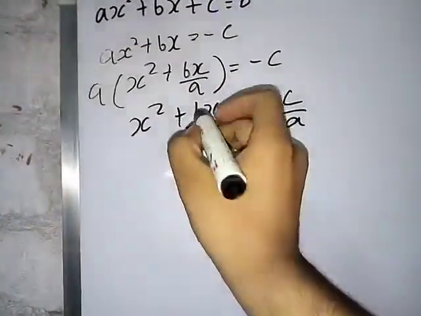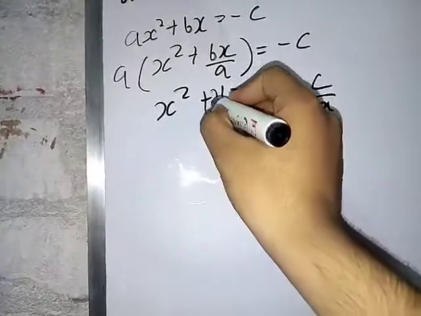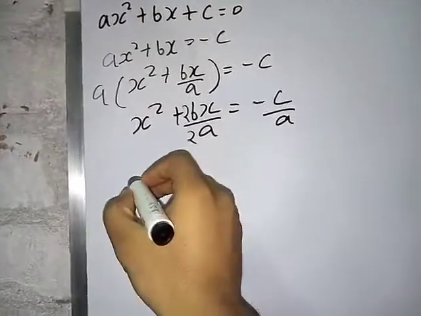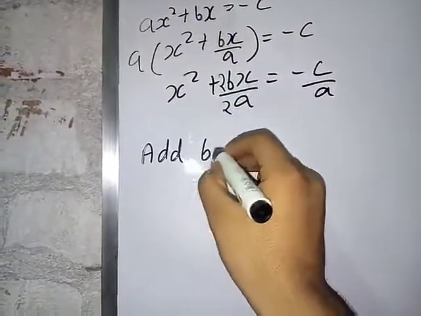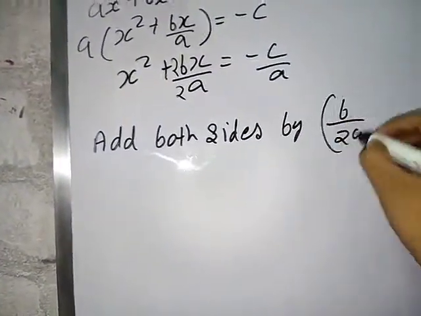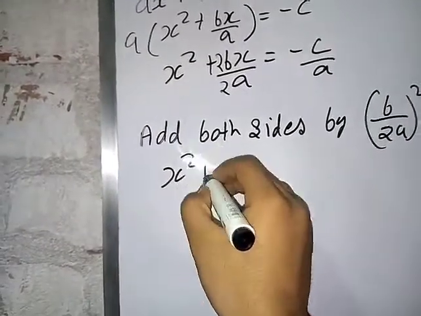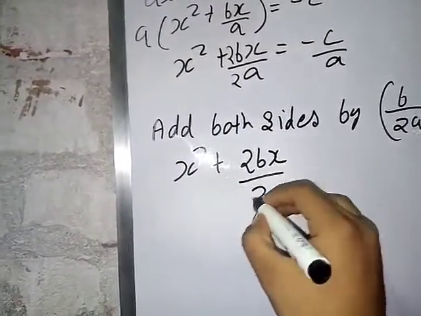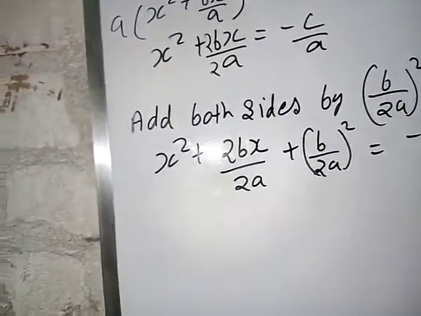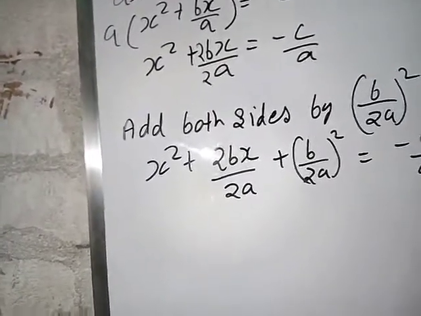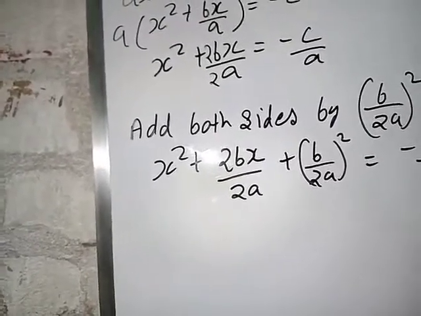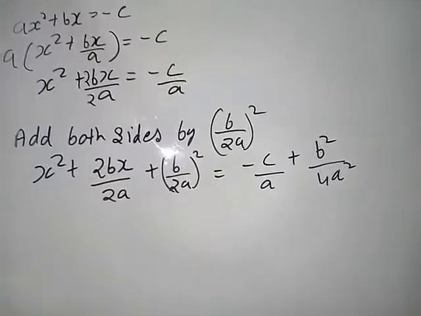If I divide bx upon a by 2 and 2, it would not affect our equation, and I am going to add b upon 2a whole square to both sides. So what would we get? x square plus 2bx upon 2a plus b upon 2a whole square equal to minus c upon a plus b upon 2a whole square, that is b square upon 4a square. I'm thinking that you all are getting this.